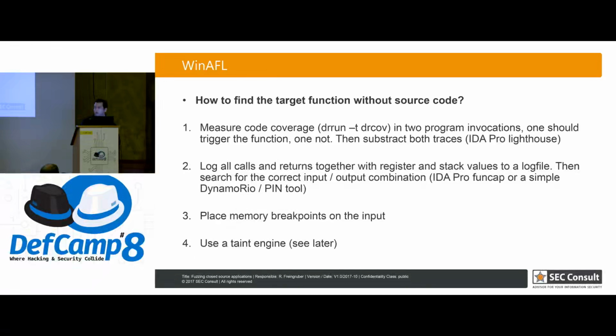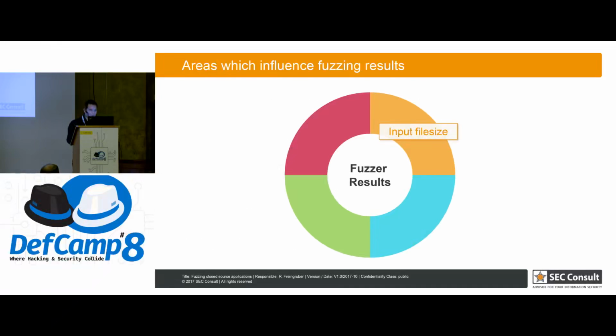This way you can also find, for example, malloc implementations of custom heap implementations. The old method is that you can just place a memory breakpoint on the input, and the first time it is triggered, it's the target function. And we can also use a taint engine, which I will talk about later on.